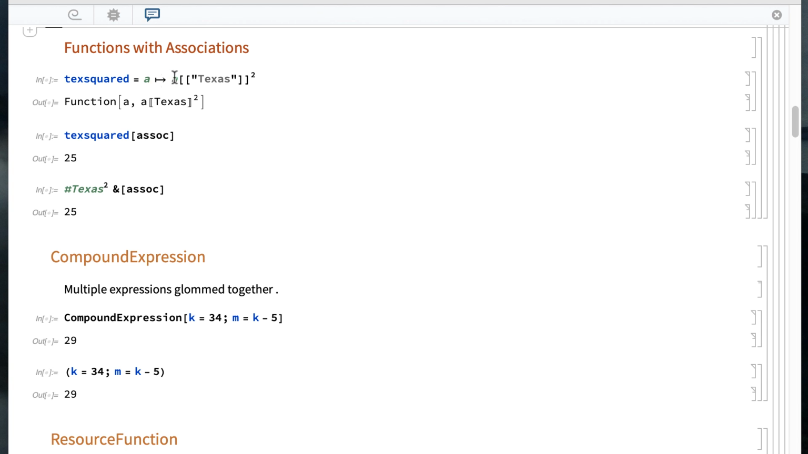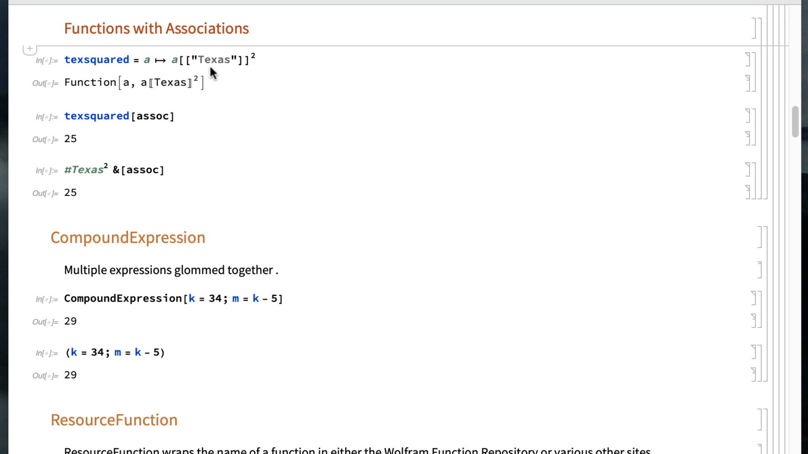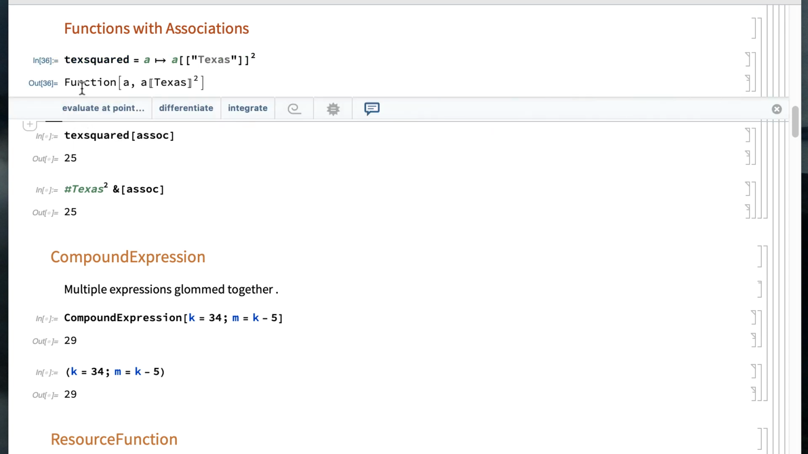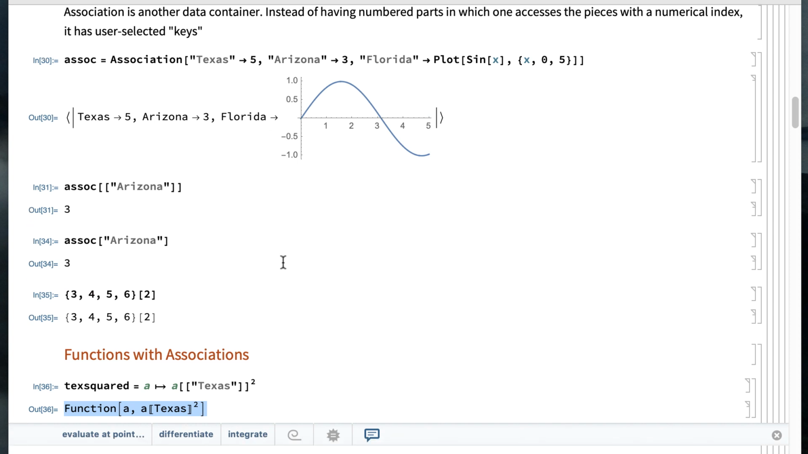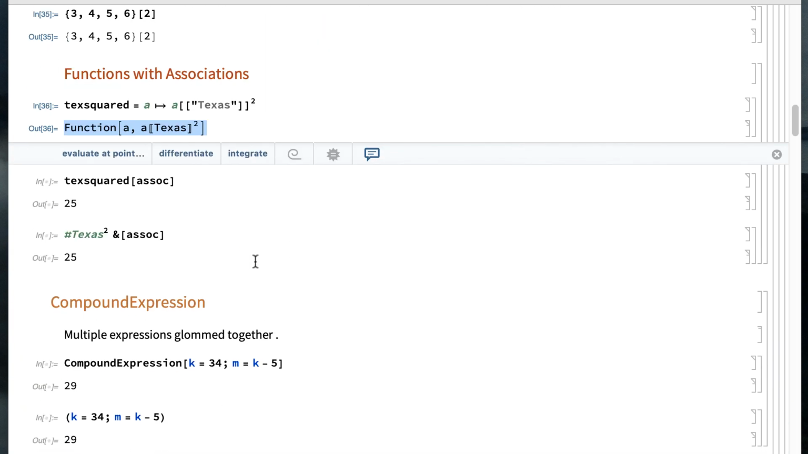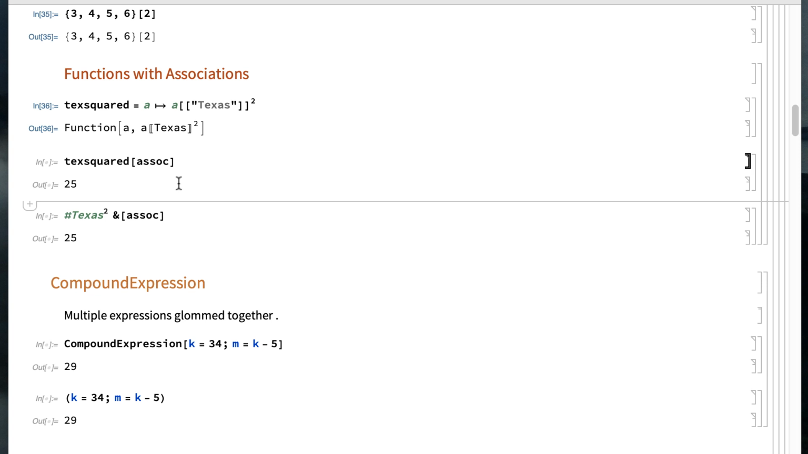Here's a function that says, for some A, take the Texas part of A and square it. So here I've written it using function notation. This is what it looks like in a more full form. And now if I say, what is Tex squared of ASOC? Remember that ASOC had a value for Texas of 5, and so I'm really asking it to square 5.